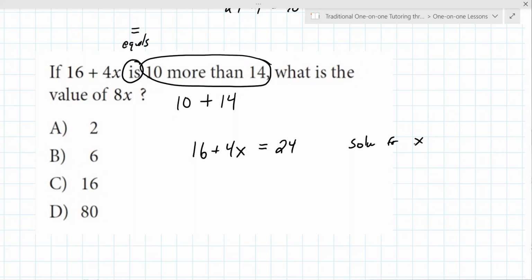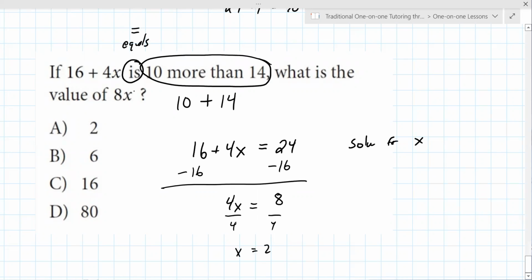No, sir. You're solving for x. No, you have a 16 here. That's what you subtract from both sides. Because it's a bigger number. What is 24 minus 16? 8, and then it equals 2. Okay. Now x is 2.